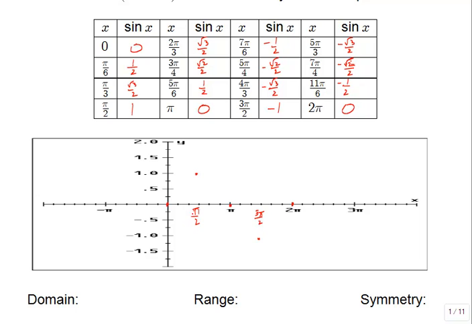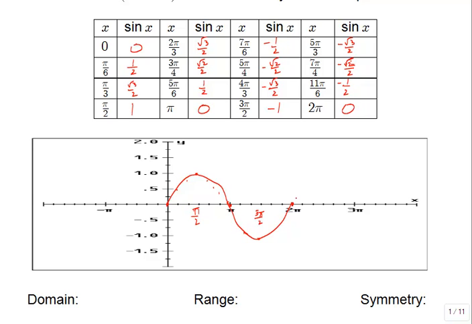Pi over 6 would be right about here, so that's going to be a 1/2. Root 3 over 2 would be just a little bit bigger than that. 2 pi over 3 is root 3 over 2 as well. 3 pi over 4, 5 pi over 6 is about a 1/2 again. So you can kind of get the idea. We're going to have to estimate these points a little bit, but what you'll start to see is that these points form a nice curve.